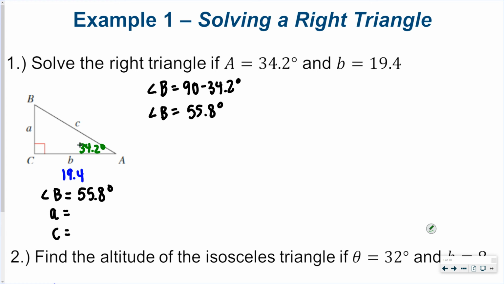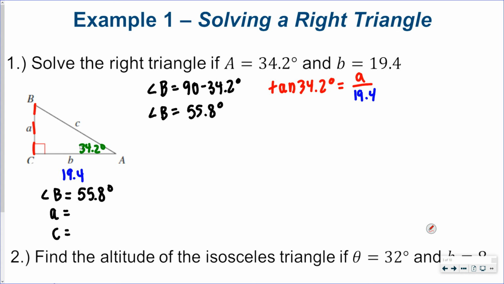Okay, now let me give you some advice. As I mentioned, there's a lot of different ways you can go about this, but err on the side of using the information given to you. So for example, if I want to find side A next, I want to use the 34.2 and the 19.4, in case I made some mistakes in my work. With what's given to me, I want to find the opposite side and I know the adjacent side. So which trig function would I use there? Tangent, yep. Tangent of 34.2 degrees is opposite over adjacent.